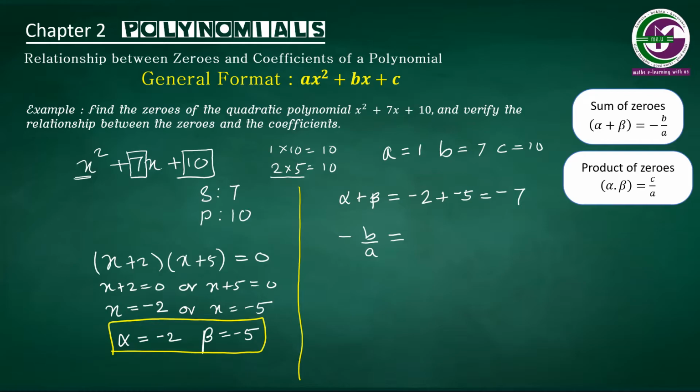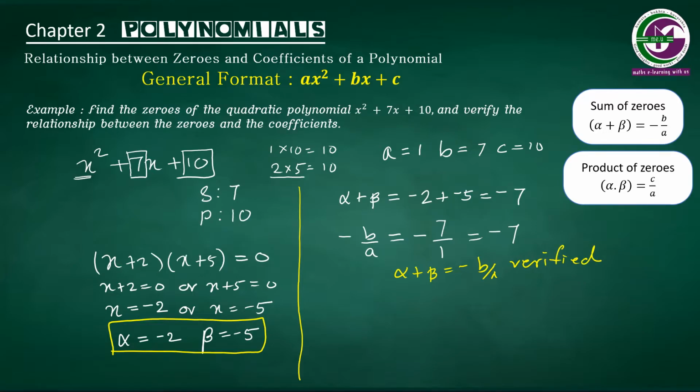So minus b by a is minus of b by a. b is 7 divided by a is 1. Minus 7 by 1: any number divided by 1 is the same number only. So minus 7 by 1 is minus 7 only. So that means alpha plus beta is negative 7, and minus b by a is also negative 7. Means alpha plus beta equals minus b by a, verified.